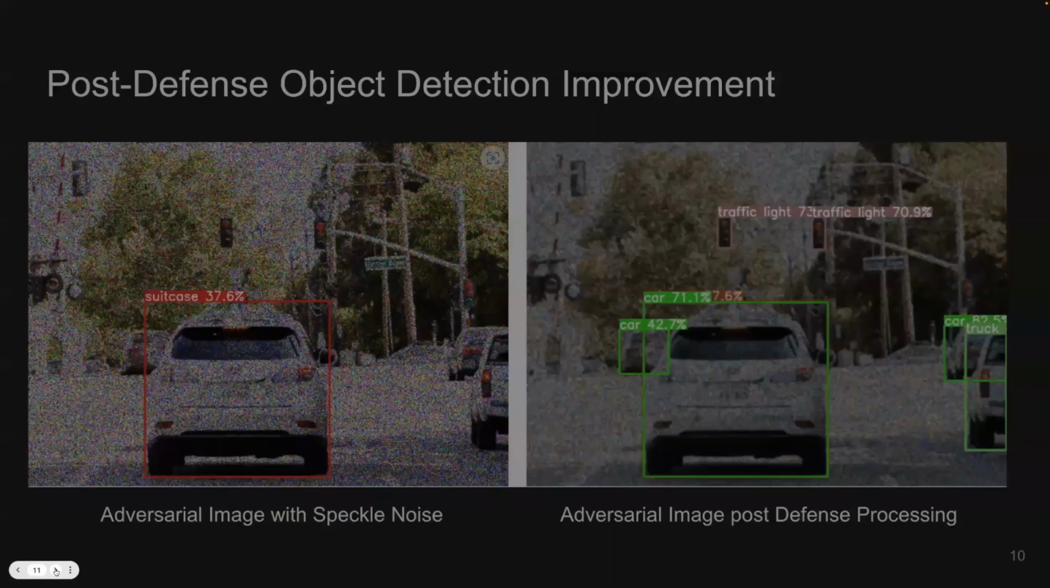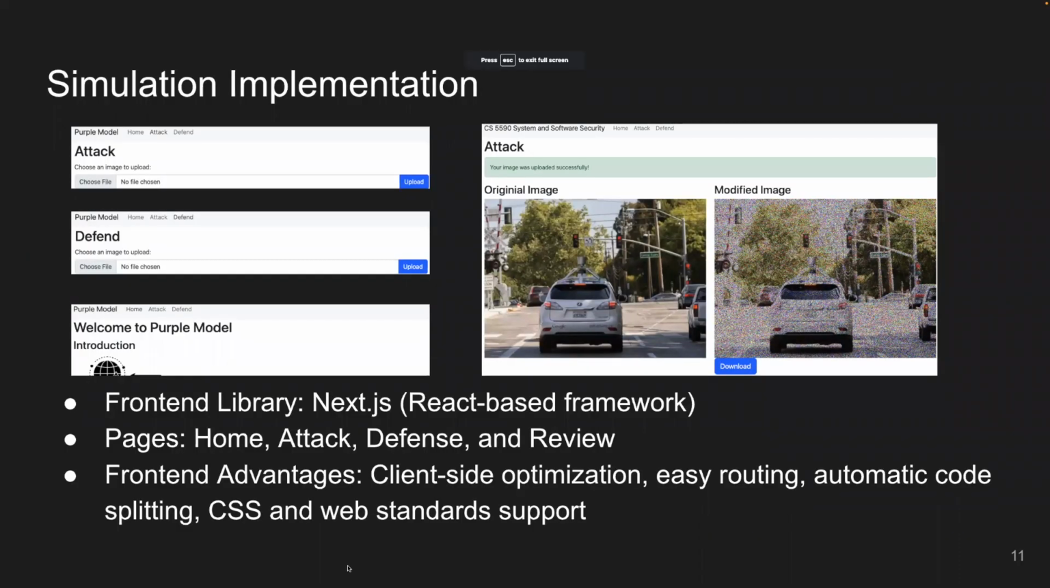Next slide, please. So our system utilized Next.js, a React-based framework for front-end development, which offers numerous advantages such as client-side optimization, easy routing, and automatic code splitting. We have 4 main pages in our front end, which are home, attack, defense, and, on the right-hand side, the review page.